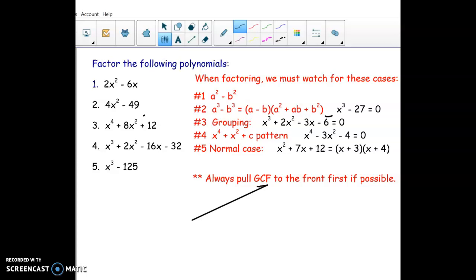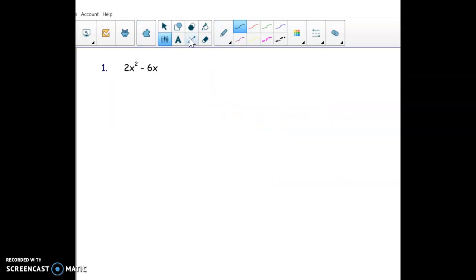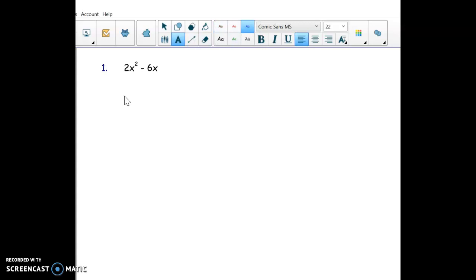All right. So hopefully you've got a chance to try all these before continuing. All right, so here we go with our answers. My pen's not working, so I might just have to type them out here.